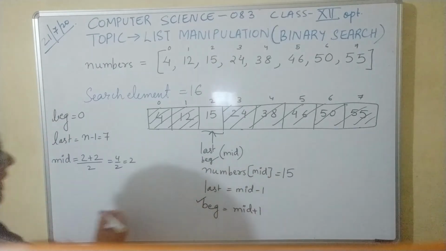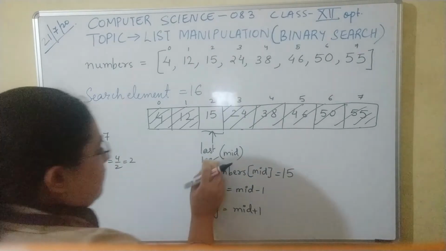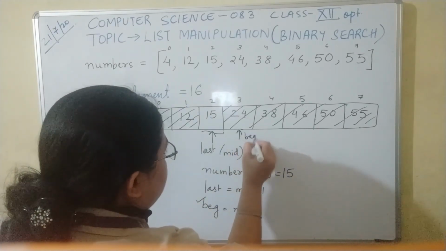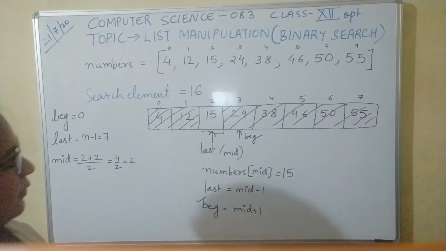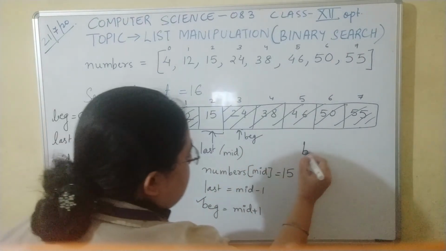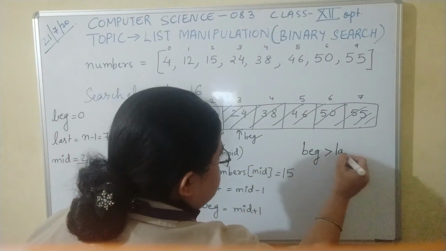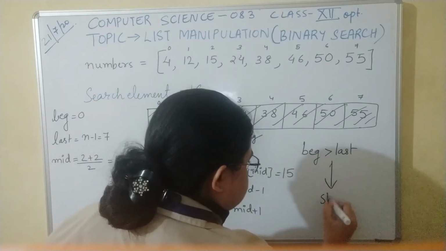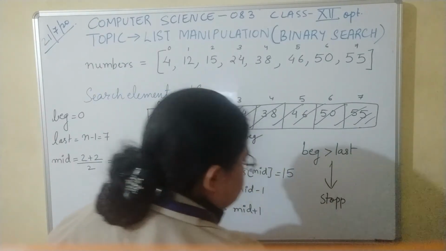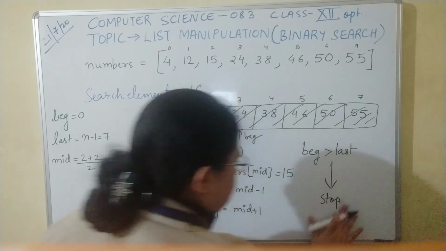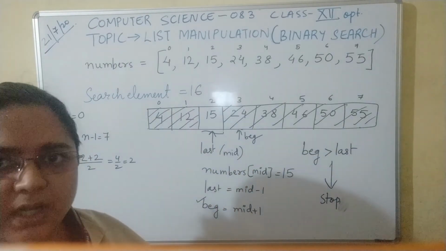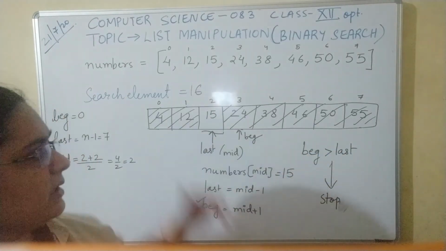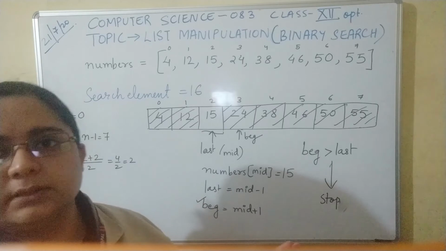That is, now beg will be set to 1 more than mid. So beg is set to this element over here. So this is a point where beg exceeds last. And this is our stopping point. We need to stop over here. Okay. And when this condition becomes true, it means the element is not present in the list.